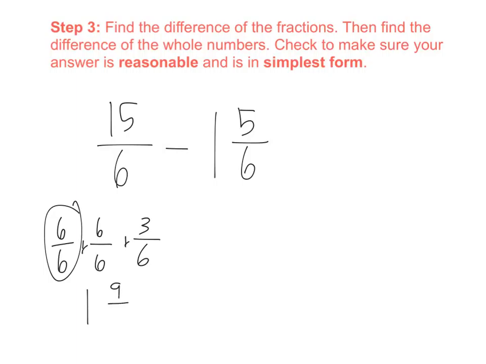Could do 1 9/6 minus 1 5/6. Yeah. And now can I subtract the fraction part and the whole number part? Yeah. If I have 9/6 and I take away 5 of them, how many sixths do I have left? 4. And 1 minus 1 is? 0. Very important, I need to check to make sure my answer is reasonable and that it's in simplest form.